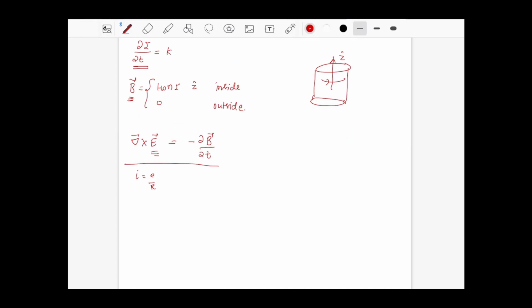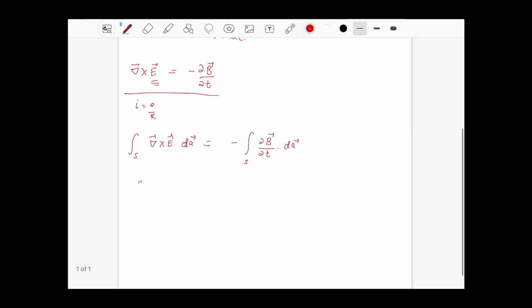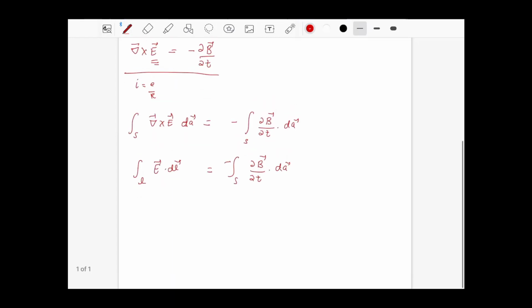So if I take the surface integral of this equation, the surface integral of curl of E dot dA vector equals minus the surface integral of dB by dt dot dA vector. By applying Stokes' theorem, we get the closed integral of E dot dl vector equals minus the surface integral. Now we know the magnetic field due to this solenoid, and in cylindrical coordinates dA vector is given by r dr d phi in the z cap.